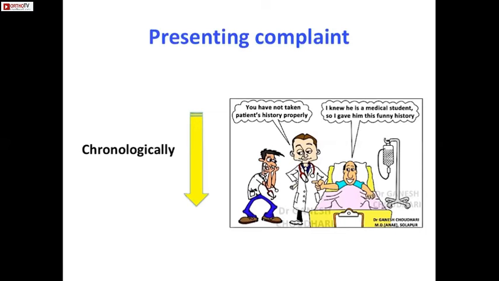Present it in chronological order, meaning the complaint which came first, for example, pain in the right hip for the last 3 months and limp in the right lower limb for the past 7 days. Whatever complaint comes first should be told first with the number of days or months, and whatever complaint came next comes next. So the presenting complaint has to be very clear and should come with the duration.